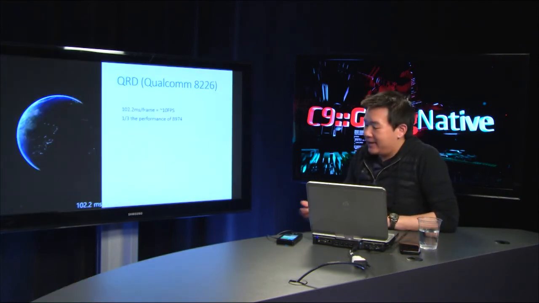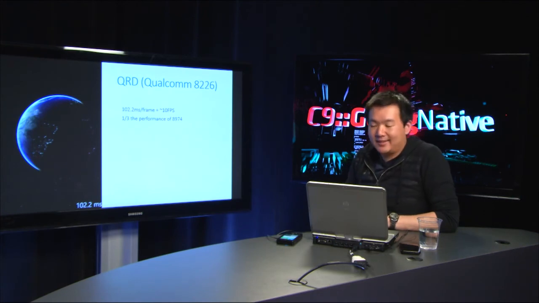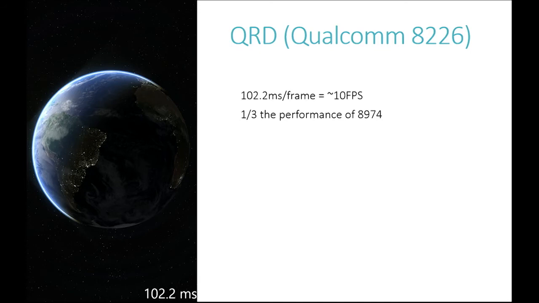So we can take our application, we can deploy it to the QID, and it's slower. It runs, and that's always a good sign, but it's going at a third of the speed of the 8974. 100 milliseconds per frame is about 10 frames per second, which is not great. So we can repeat the exercise, right? We can take our existing trace and we just run analysis on the QID on this device here.